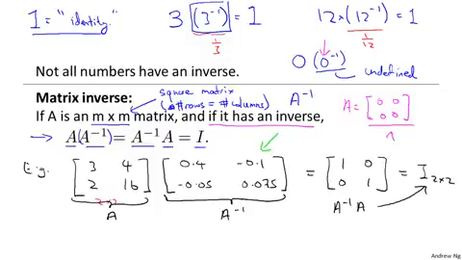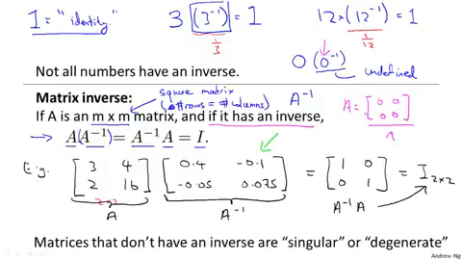And just to wrap up the terminology, matrices that don't have an inverse are sometimes called singular matrices or degenerate matrices. So this matrix over here, the 0, 0, 0 matrix, is an example of a matrix that's singular or degenerate.